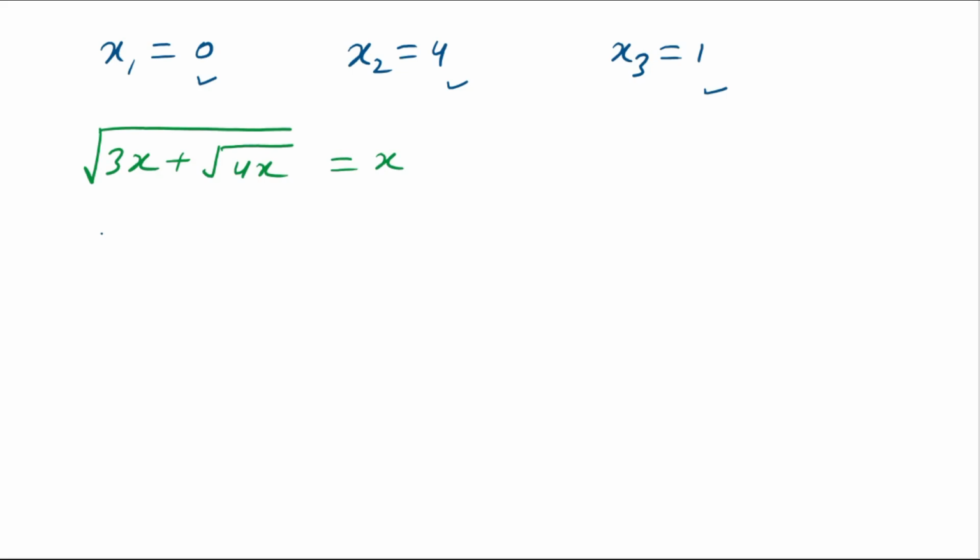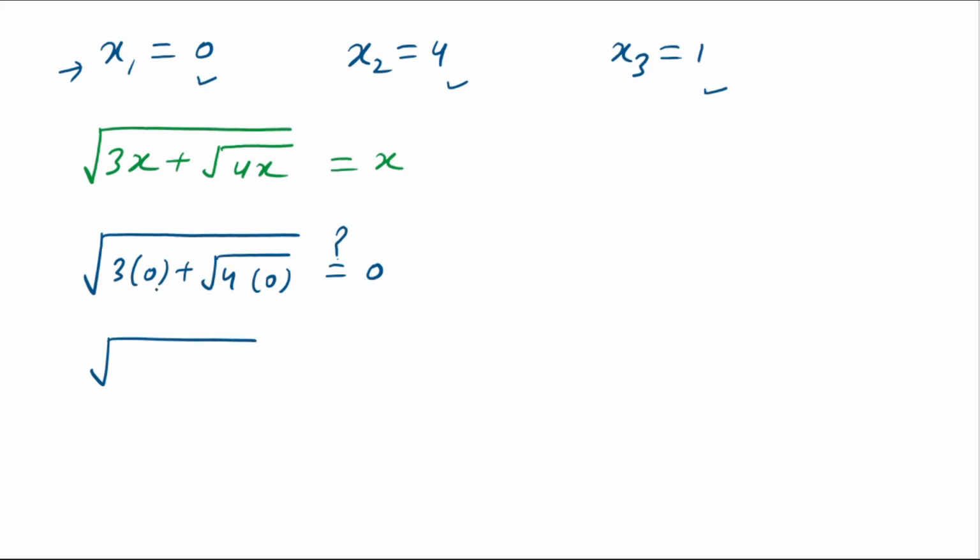Now first we will check the first solution. 3x is replaced by 0, plus square root of 4 times x, with x replaced by 0, equals x replaced by 0. Then square root of 3 times 0 is 0, plus 0, equals 0. If you solve this expression, you will get 0 equals 0. So the first solution x1 is 0.